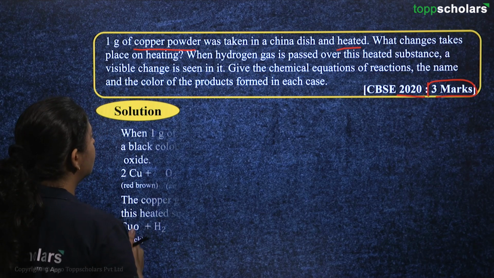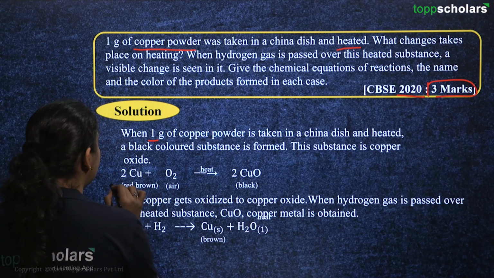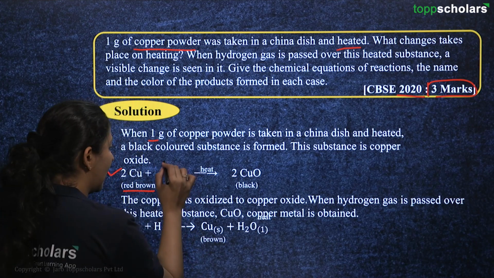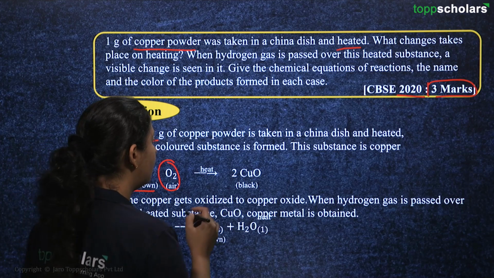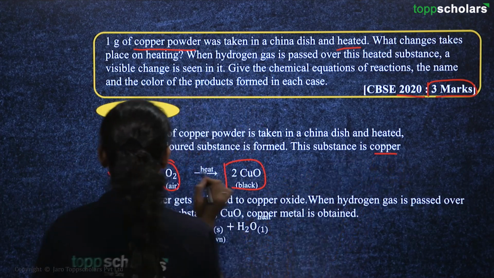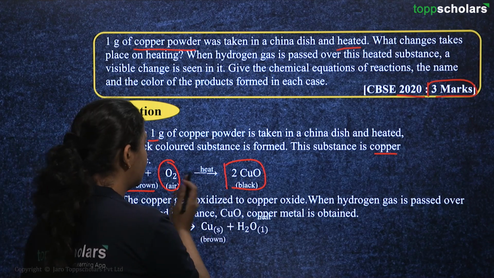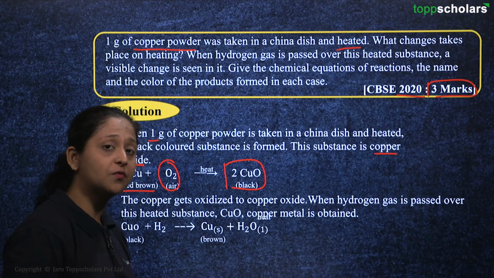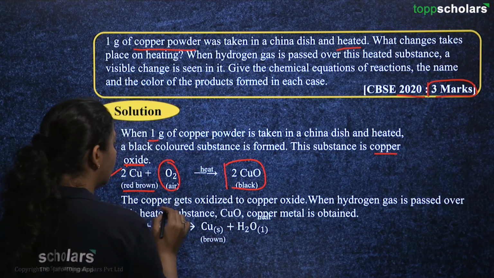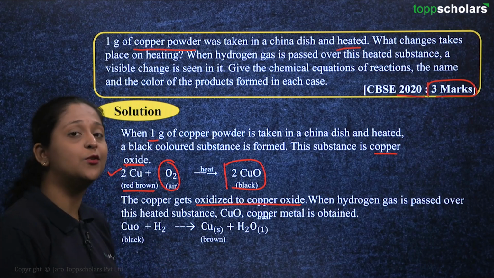So, the solution says here, you have 1 gram of copper powder. You put it into a china dish and you heat it. When that copper powder, which is red in color, is heated in the presence of oxygen, correct? Because air contains oxygen, you are heating it, it produces CuO. It is forming the substance which is copper oxide, and this copper oxide is black in color. Why is it producing oxide? Because it has taken the oxygen from the atmosphere. Correct? Now, onto this copper oxide, you are passing hydrogen gas. So, you have done the oxidation reaction where copper is getting oxidized to form copper oxide.